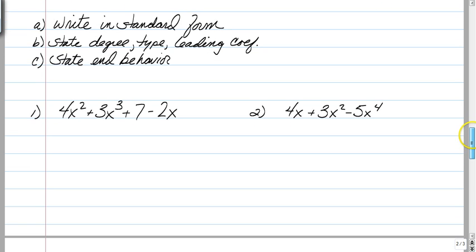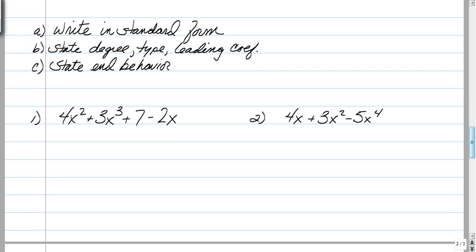So 3 steps for these next two. I'll do the first one with you. We want to write it in standard form first. Remember, standard form is descending order. Highest exponent we have is x cubed, so we have a 3x cubed. Then we go to 4x squared. Then we go to minus 2x plus 7. We're decreasing as we go along.